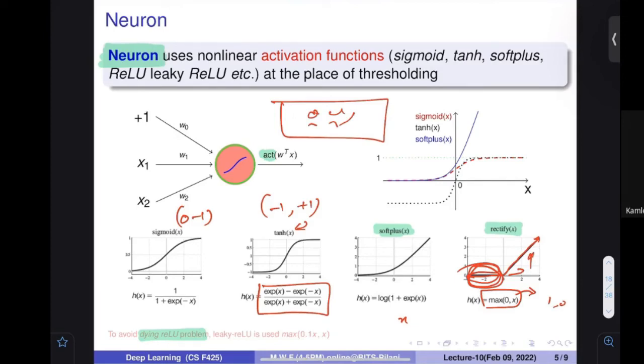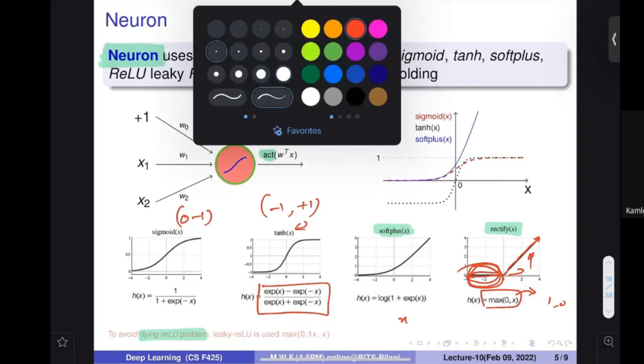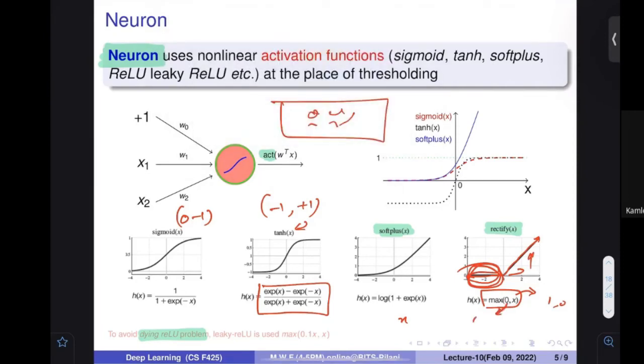So sometimes people say that instead of putting 0 at this place, you put 0.1 times x, so that you also do some kind of learning. So when you change the equation this way, with some fraction of x instead of 0, this particular function is called the leaky ReLU.